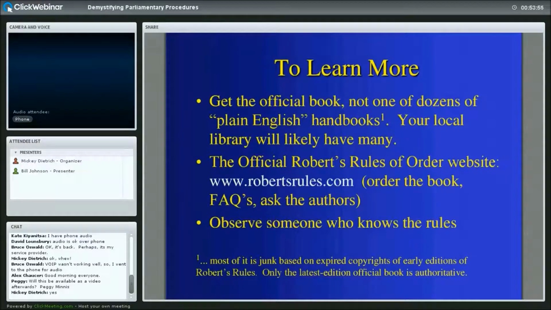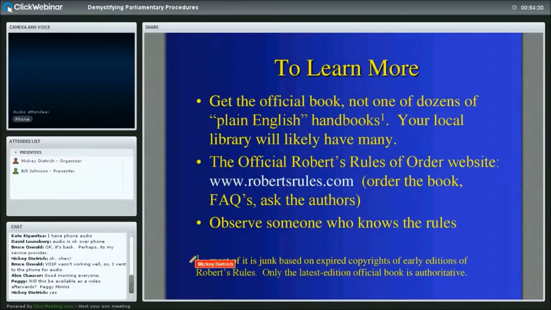When you click on the link on their website, it takes you to Amazon.com where you buy it, but that's how you get it. The website, by the way, which is robertsrules.com, is a great site, and they have a really good section of frequently asked questions, which is often easier than trying to look up things in the handbook. You can just go to the FAQs. And if you have some thorny issue, you can pose a question, and the panel of authors that are behind the official publication of Robert's Rules will answer it.